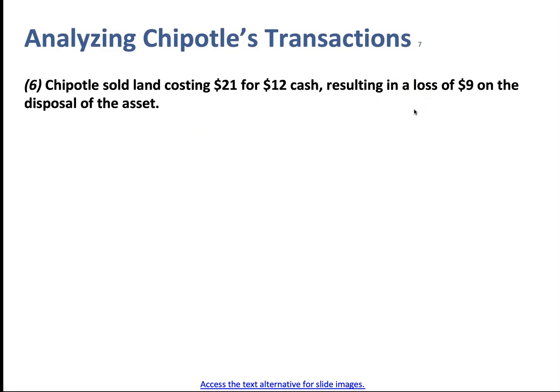And what have we given up? We gave up a land, right? What have we received? We received cash. So now you can write your journal entries based on what we discussed. And pause the video.